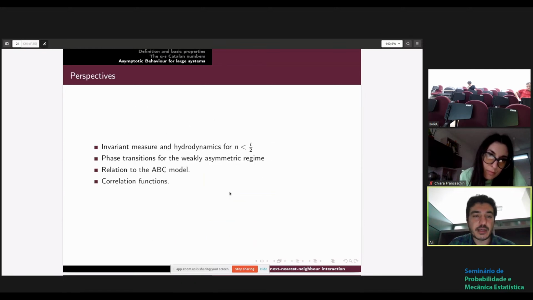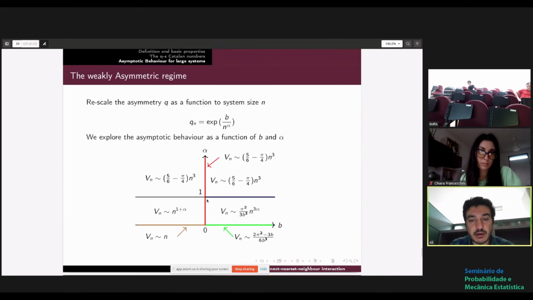So there are some perspectives of this work. First, I would like to understand the invariant measure and the hydrodynamics for systems which are smaller than the half-filled systems. I would also like to investigate whether there are phase transitions in the weakly asymmetric regime, because on this blue segment it's still not clear what the behavior is. Probably something scales differently as a function of b, but this is still under investigation.